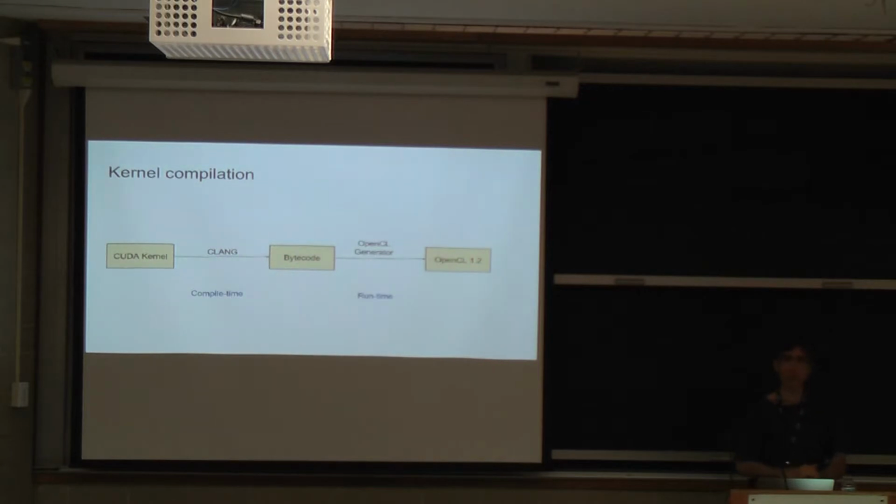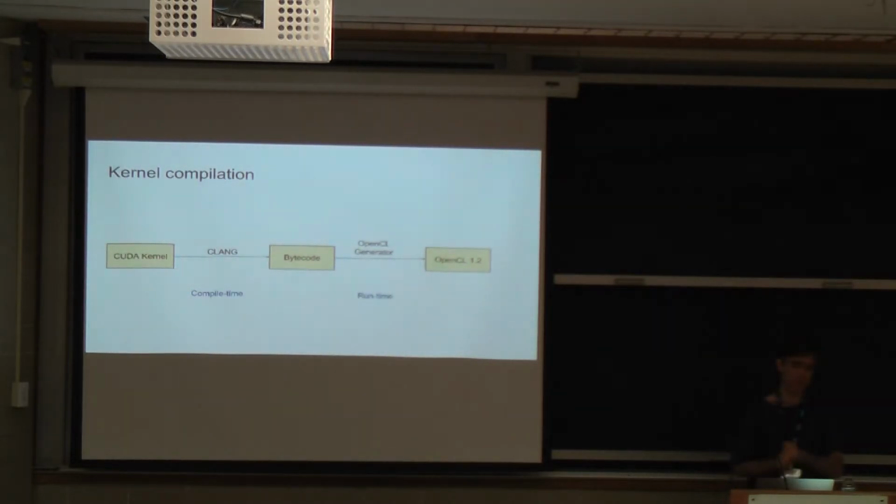Okay, so we're going to look a little bit at the architecture. This is how the kernel compilation looks. This is very high level, of course. Basically, we're going to take the CUDA kernel and use clang/LLVM to convert that into bytecode. That's going to parse it for us. And then we're going to write an OpenCL generator which is going to take that LLVM IR bytecode and write it out as OpenCL 1.2.